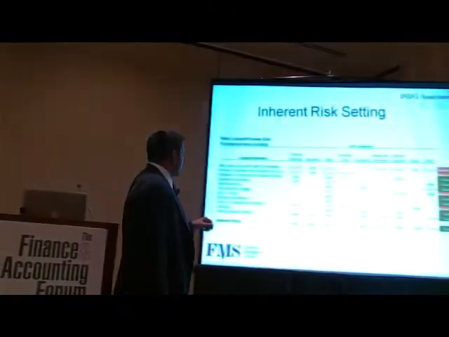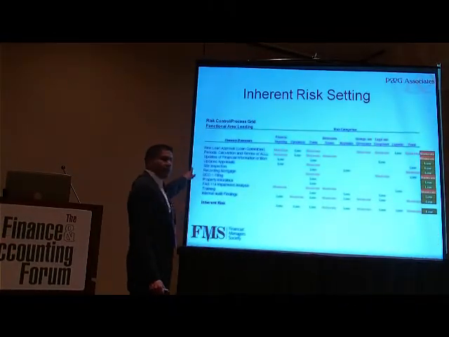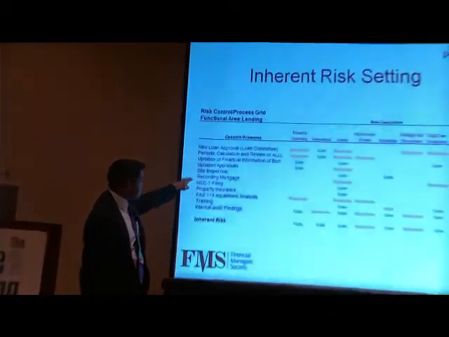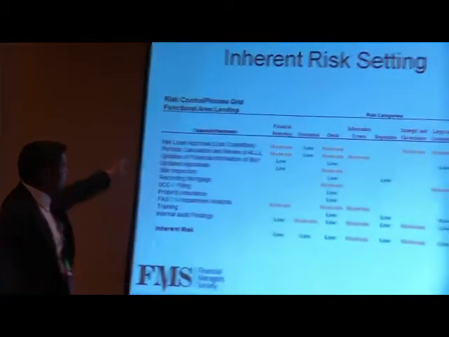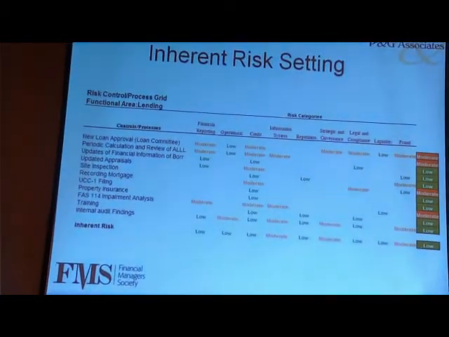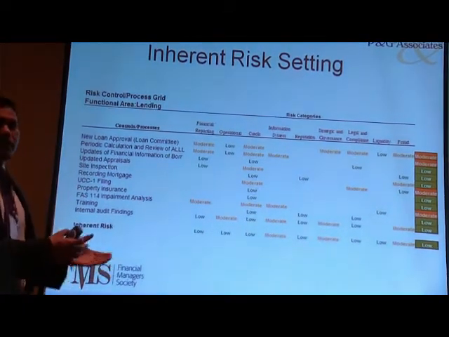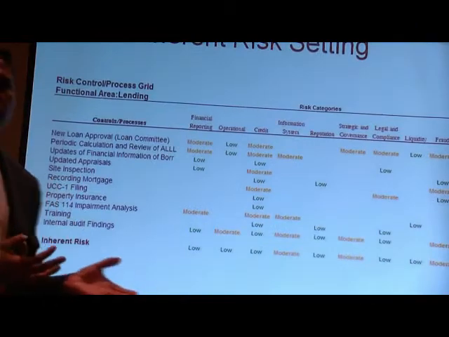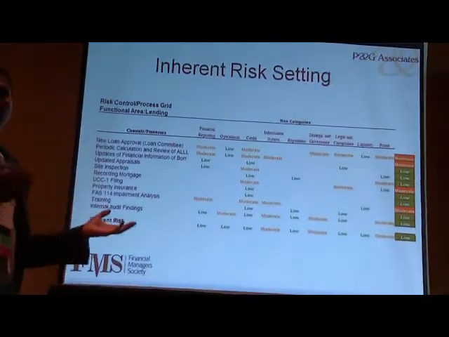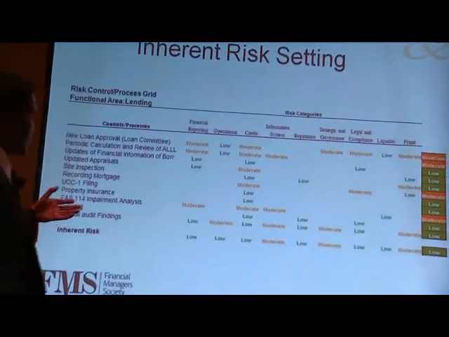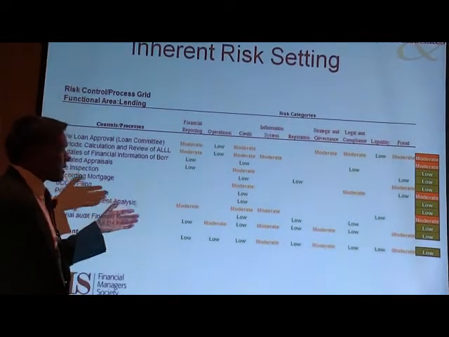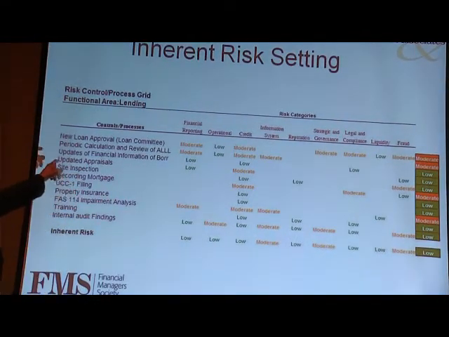All right, so in this example, these are the controls that we talked about that the lending area had identified: new loan approval, periodic calculation, review of ALL. So we put this on this spreadsheet. Now, you don't necessarily need software. You can do this in Excel, or you can get software, but the idea is you want to be able to take a practical approach to doing it.